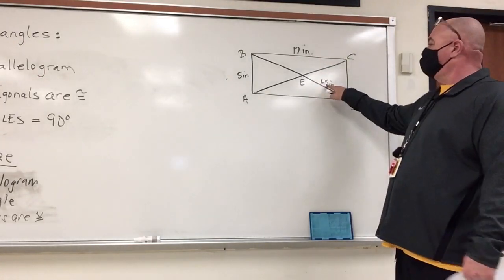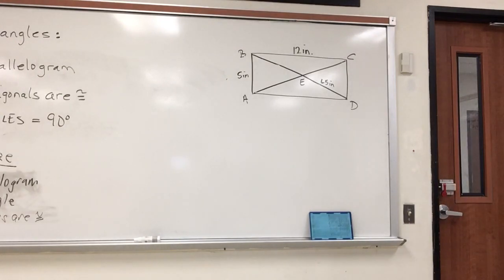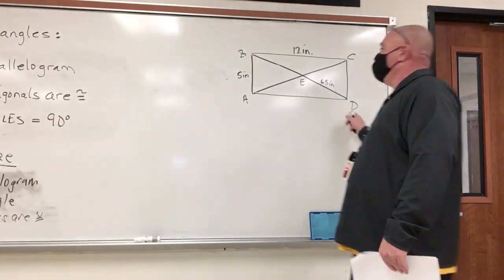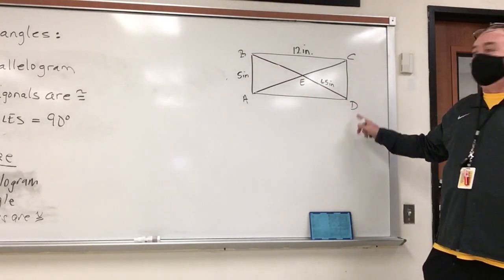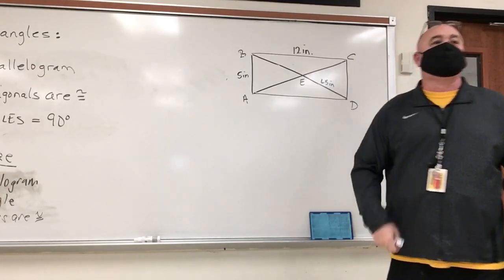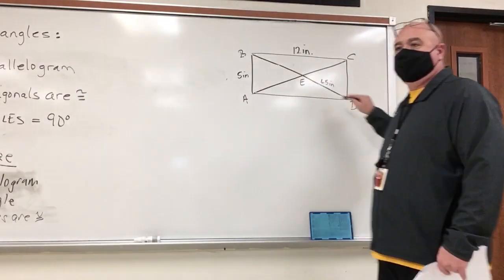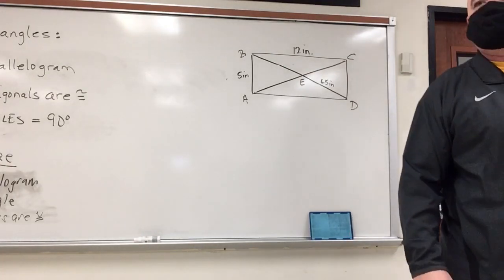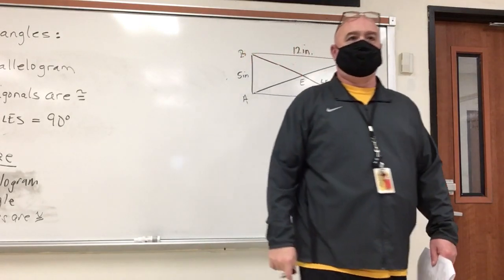All right, that's 6.5. What's that going to be? That's going to be 6.5 also because they bisect each other. Okay? What's BD going to be equal to then? What's this whole thing going to be equal to then? Well, if that's 6.5 and that's 6.5, 6.5 plus 6.5 makes what? 13. So BD is going to be 13, correct? Well, what's AC going to be equal to? 13, because diagonals in a rectangle are congruent to each other.